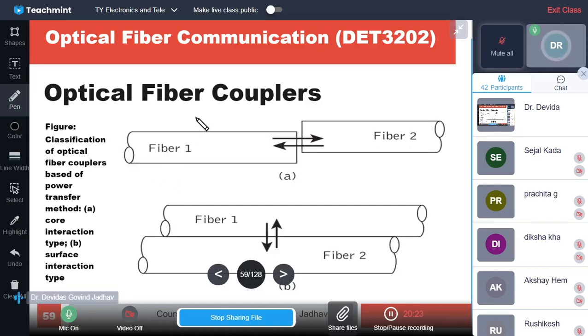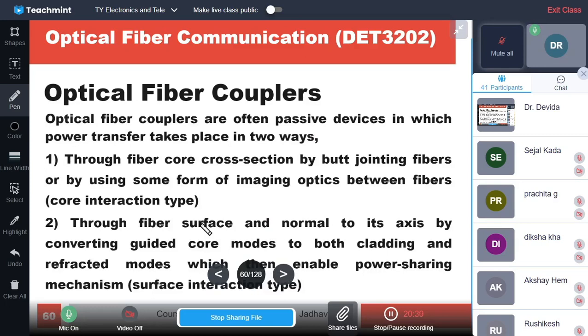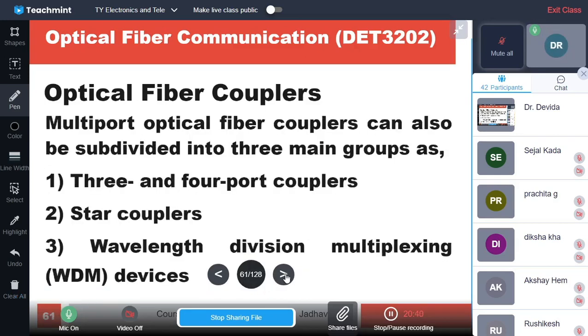Two types of couplers are there: core interaction and surface interaction. Through the core cross section there will be interaction, and through the surface cross section, normal to the axis, the interaction is there. Power sharing is there, optical power sharing.